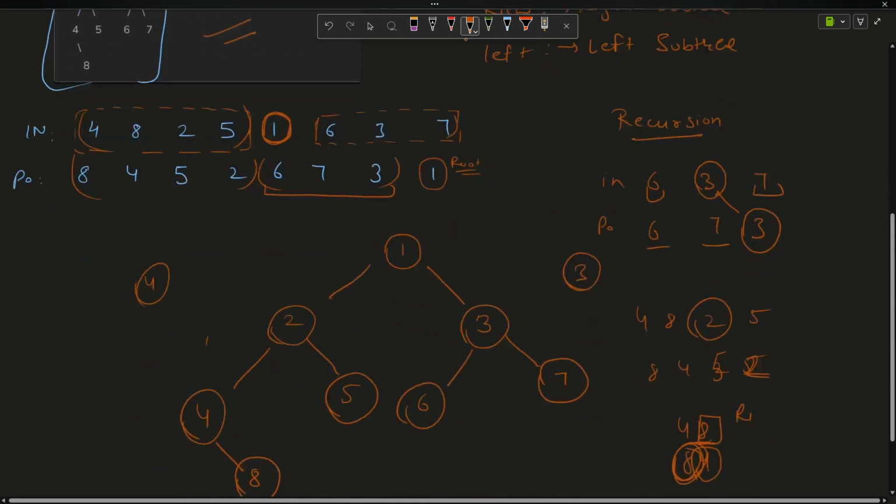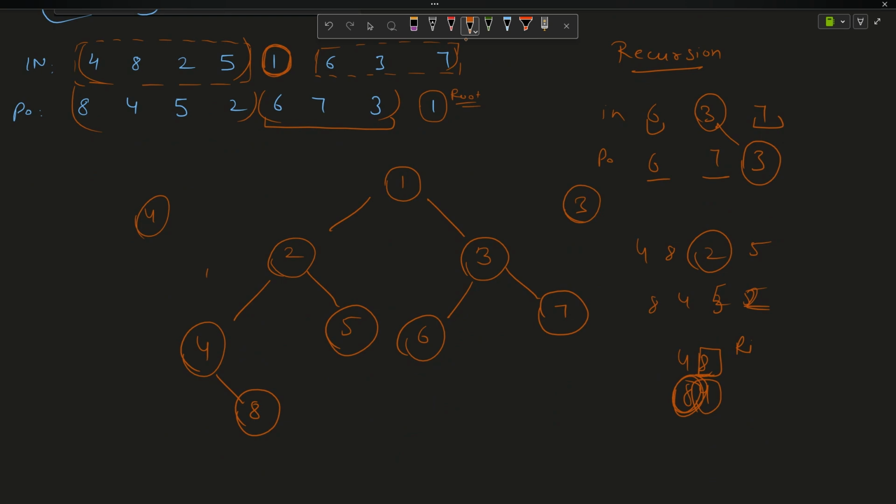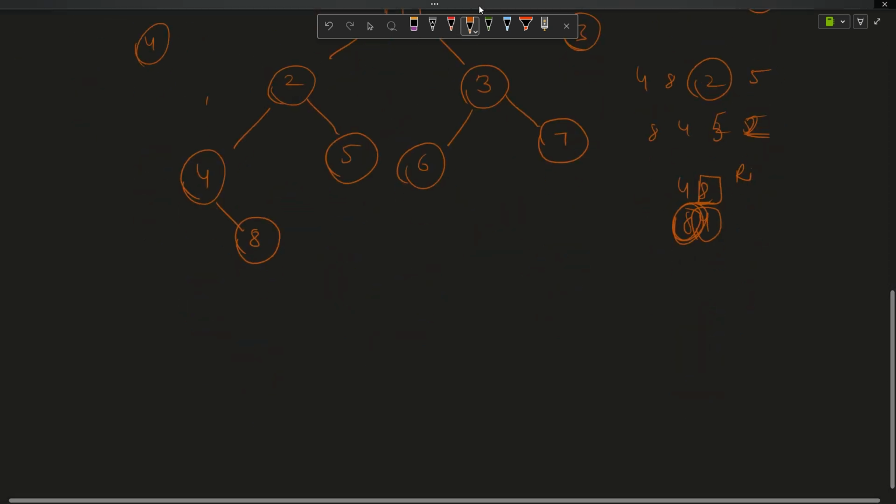1 2 3 4 5 6 7 8, 1 2 3 4 5 6 7 8, and all the things are actually placed quite well, that is left are on the left, right are on the right. There is no discrepancy, right? So what I'm doing is I'm taking out the last element from the post-order. Let me write it down for clarity.